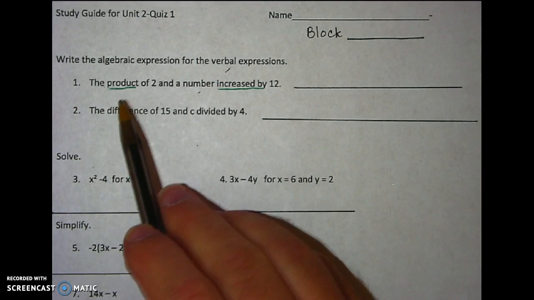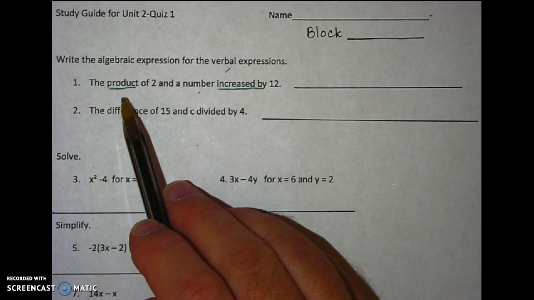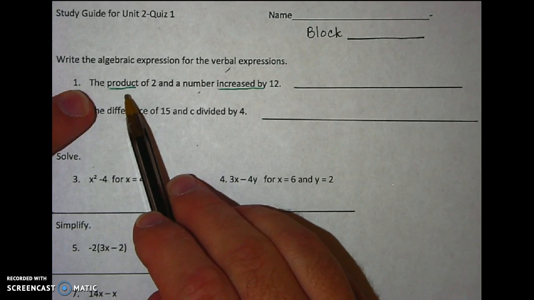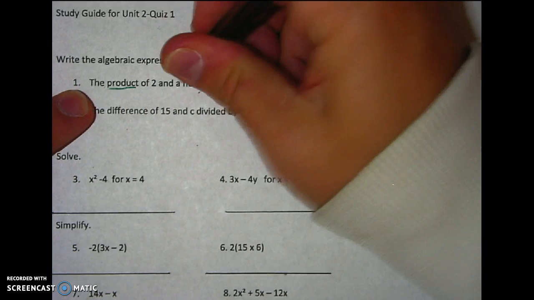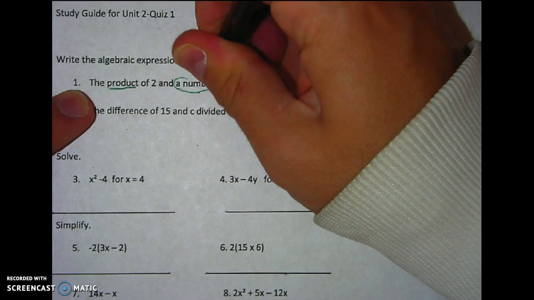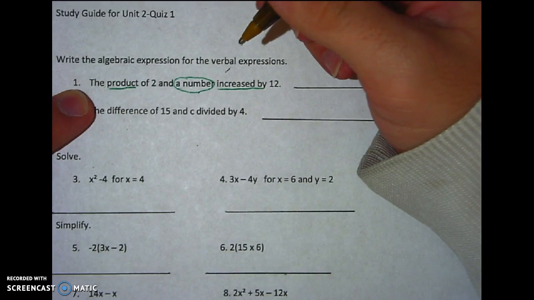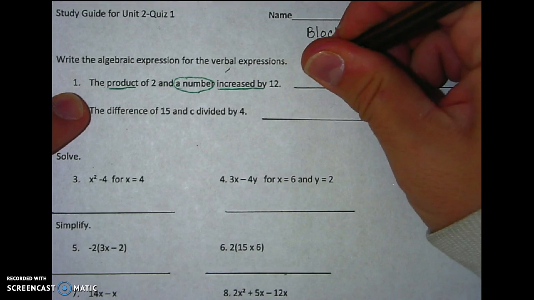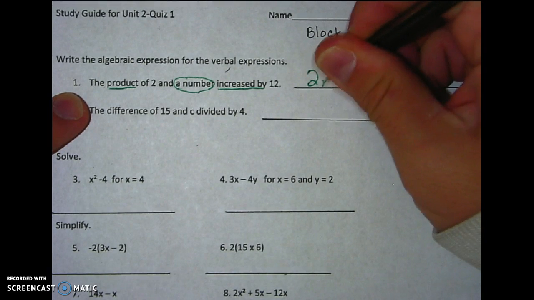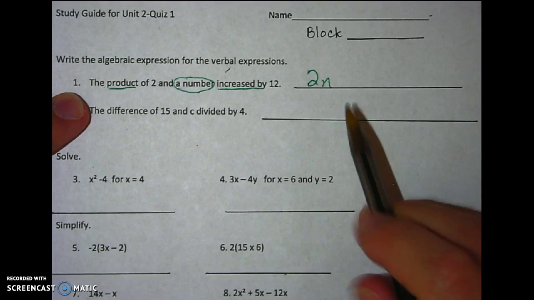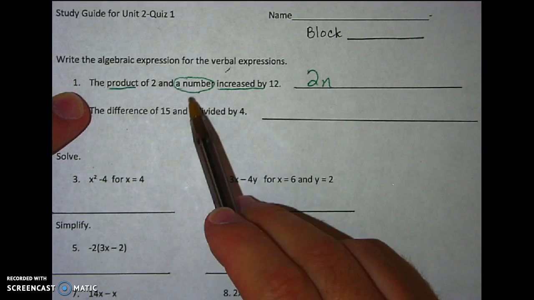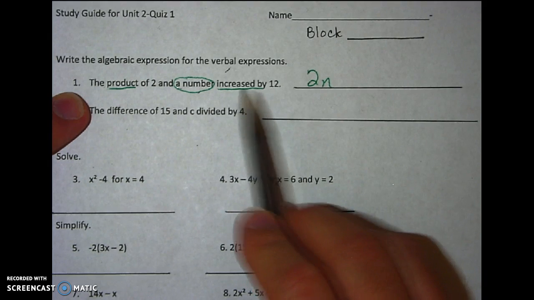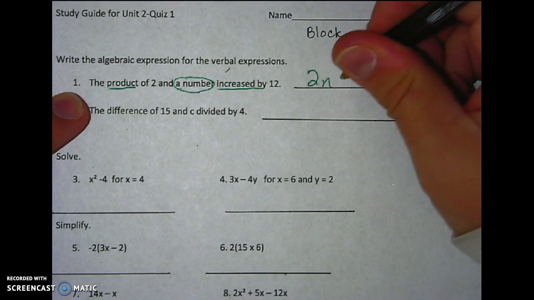I know that the word product means that I'm going to be multiplying. This is in your interactive notebook, so check that out. The product of 2 and a number. A number means that we're going to be working with a variable. So the product of 2 and a number will look like this. That will show multiplication for 2 and a number. Increased by 12. Increased by does mean add.